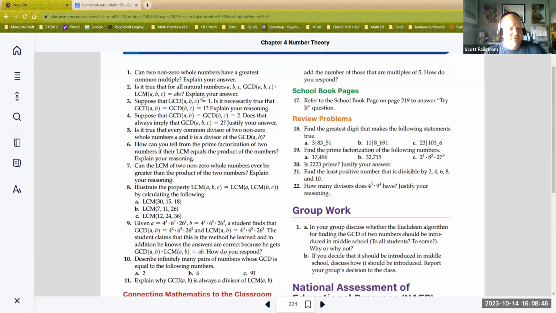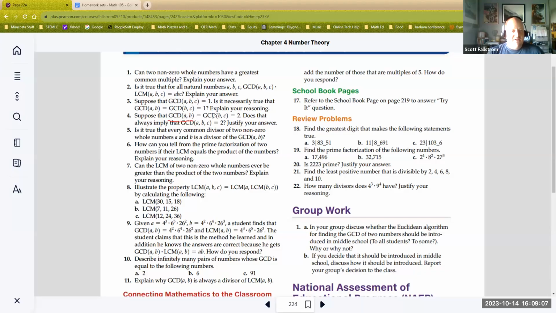Let's see here. Suppose the GCD of three numbers is 1. Does that mean that the GCD of any group of two of those numbers is also 1? It's a good question. Is it true? Can you find some examples or counterexamples? That would work.